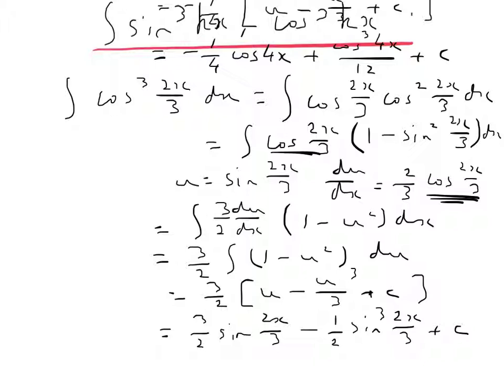So what was the pattern? We anti-differentiated cos cubed and ended up with sine and sine cubed in our answer, and originally when we anti-differentiated sine cubed, we ended up with cos and cos cubed in our answers. So patterns as always.